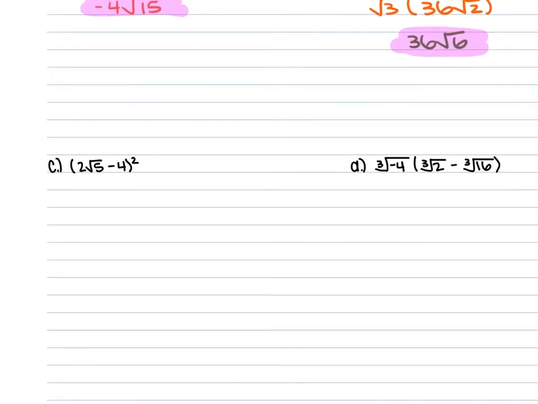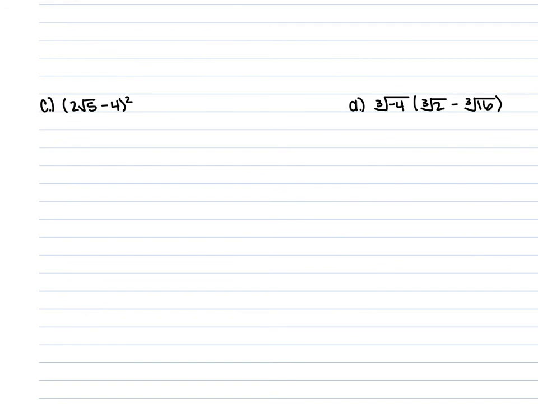For example C, we're given 2 square root 5 minus 4 squared. For this one, I'm going to just rewrite it as 2 square root 5 minus 4 times 2 square root 5 minus 4. Now from here, I'm just going to FOIL. So 2 square root 5 times 2 square root 5, those numbers on the outside multiply, that gives us 4. Numbers on the inside multiply, that gives us 25. Now I have the 2 square root 5 times the negative 4. Numbers on the outside only, that's a negative 8 square root 5. Now the negative 4 times 2 square root 5, again, negative 8 square root 5. Next I have negative 4 times negative 4, which is a positive 16.